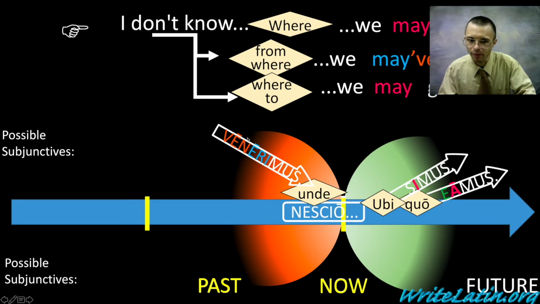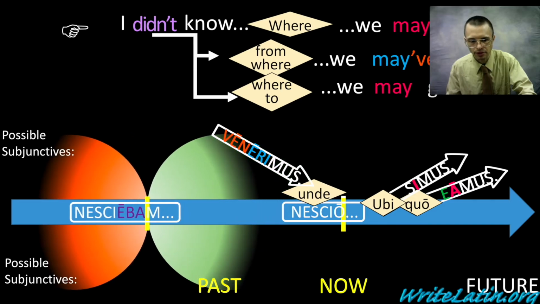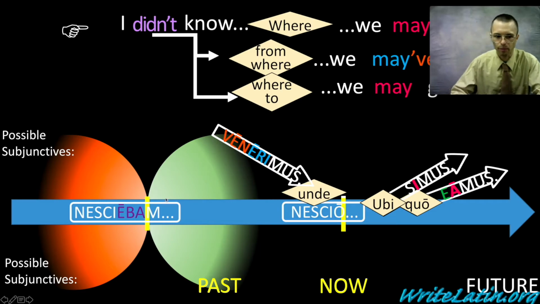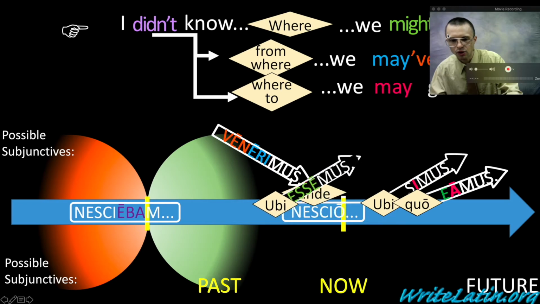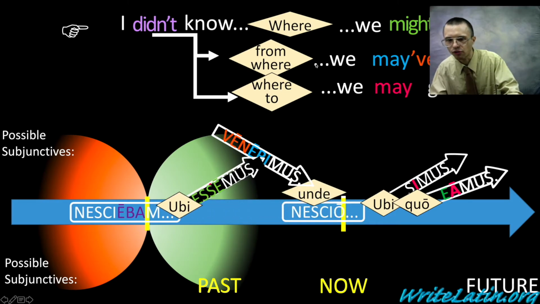But notice one of them is a backward-looking one. So a reported indirect question can be about something at any point in time. Now what if we made it past tense? I didn't know. Well, we'd have to make our main verb nescio into a past tense, wouldn't we? Nesciebam. And now let's do all these three questions again, this time with a past tense main verb. First one, maybe becomes might be. Ubi essemus. From where we may have come becomes might have come.